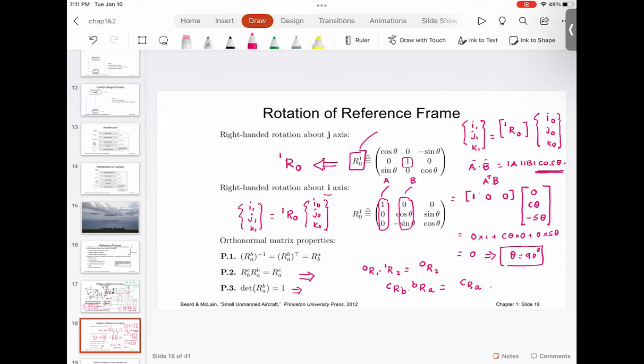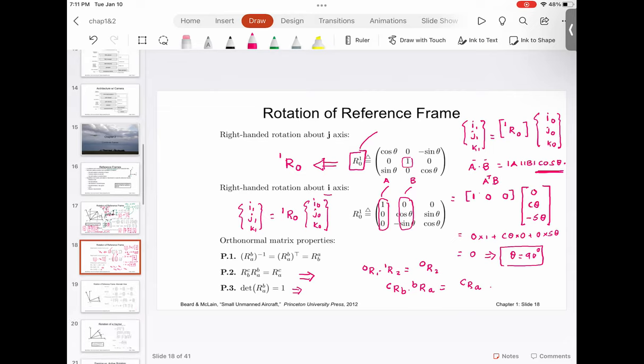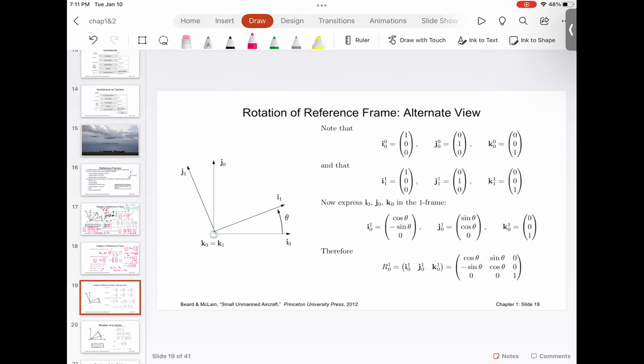Okay, I'm going to stop here today. But what I would encourage you to look at is that there is a slightly different representation of coordinate frames, and then we will look at different frames in the aircraft.